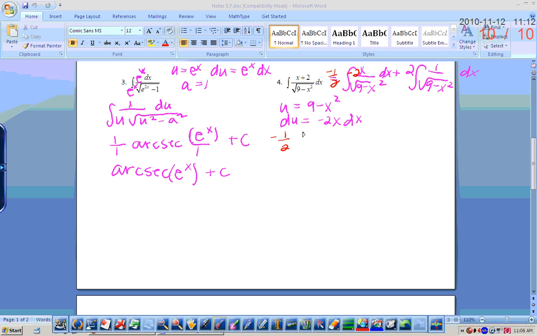So I have negative 1/2 integral of 1 over root u, so u to the negative 1/2 du. I'm going to go ahead and finish this off. What do I get when I integrate u to the negative 1/2? Okay, 2u to the 1/2, but if I multiply that times negative 1/2, I'm going to get negative u to the 1/2, which is negative 9 minus x squared to the 1/2.